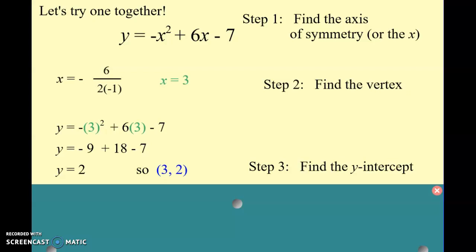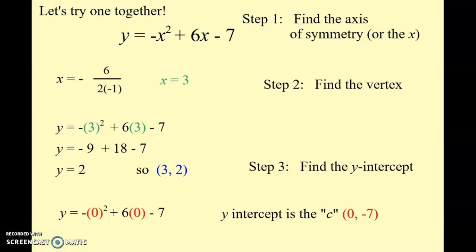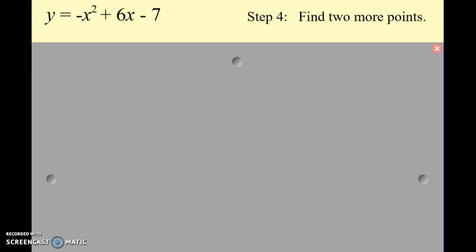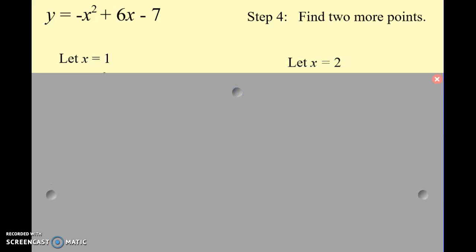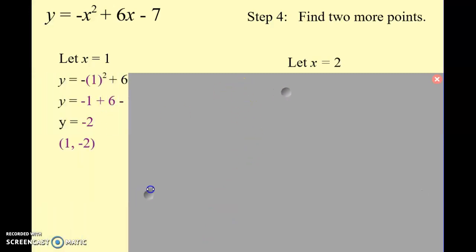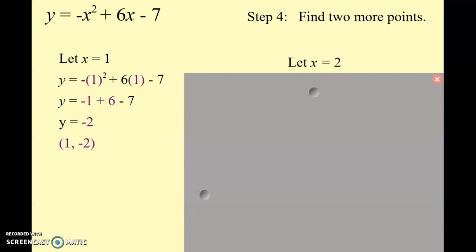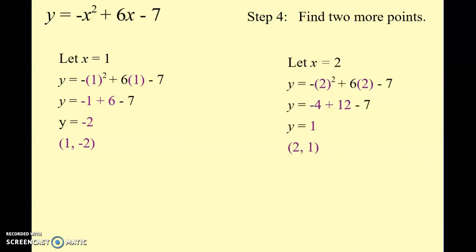Next, find the y-intercept. The y-intercept is your c, or what would you have left if you put zeros in for x? And your y-intercept is negative 7. Now we want to find 2 more points. Please substitute in these 2 numbers and tell me what the coordinates would be. If I substitute in a positive 1, I should have gotten 1, negative 2. If I substitute in a positive 2, I should get 2, 1.